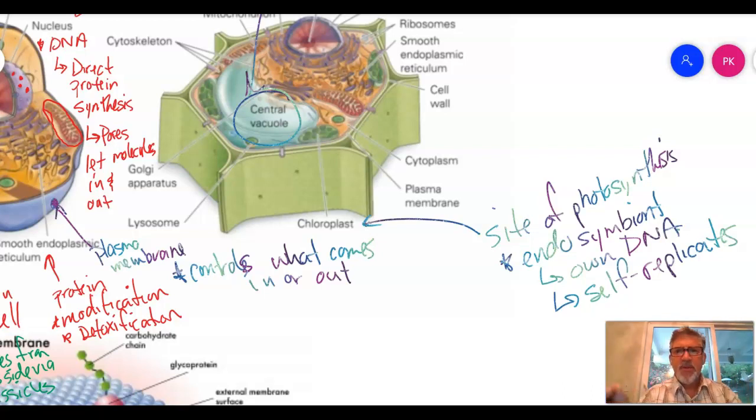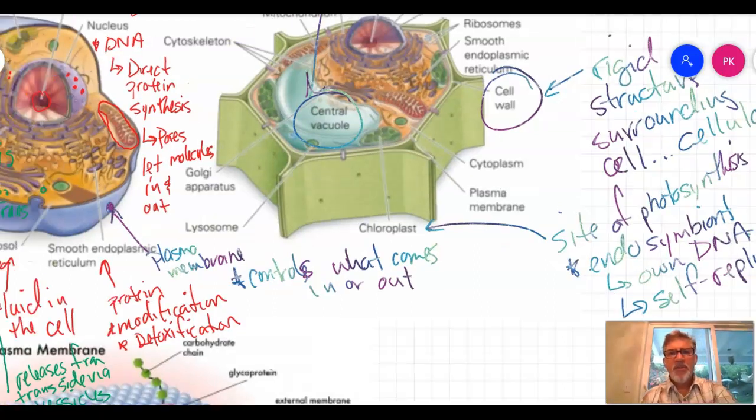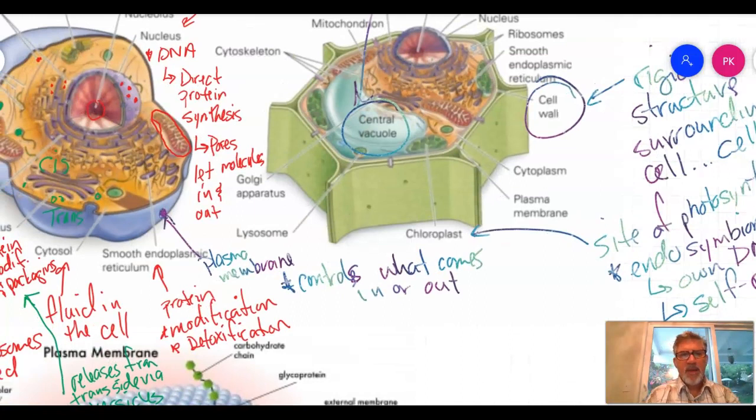cell to multi-cell. And the other thing that's different about this is it has a cell wall, right? So that cell wall is a rigid structure. Remember, it's made of cellulose. Okay, so some differences between animals and plants. Cells are about the same size.